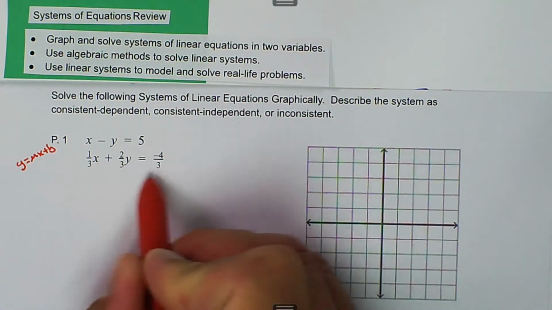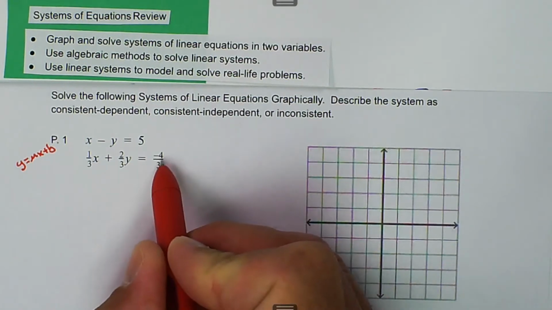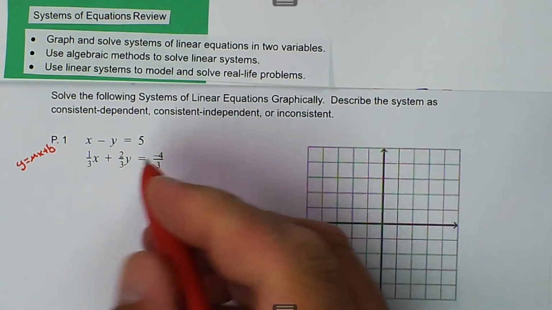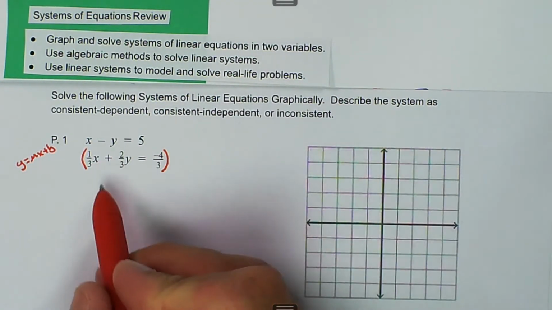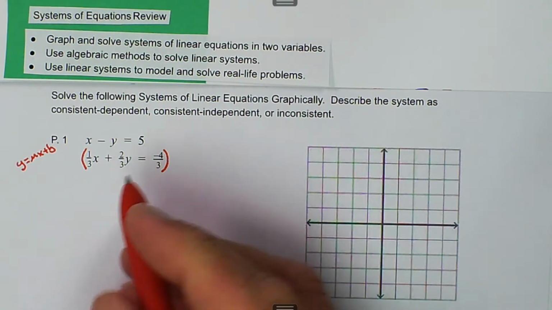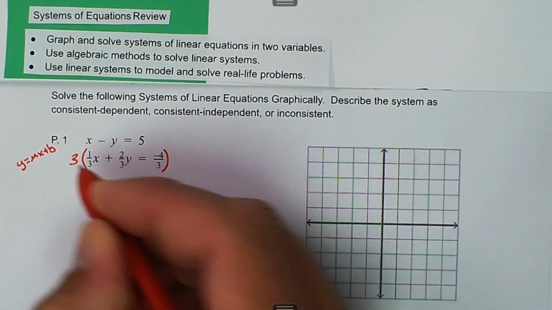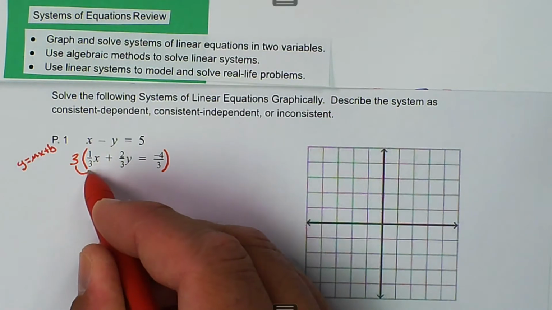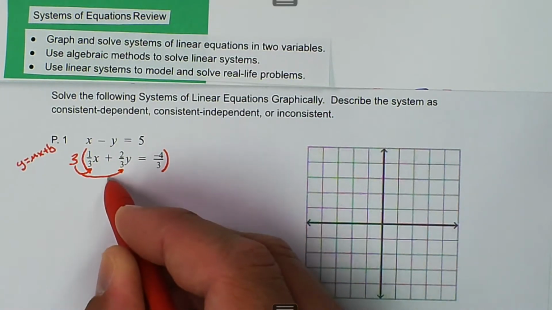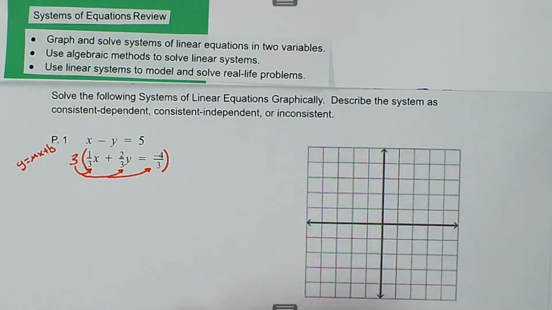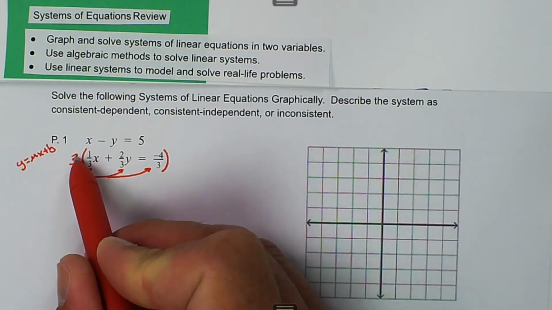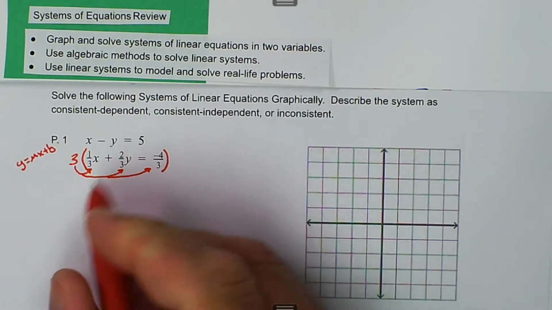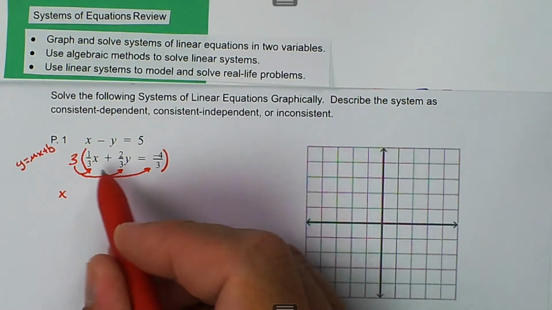This first one on the bottom here, 1/3 x plus 2/3 y equals -4/3. There's an issue here that it's all thirds, and so I want to make this equation a little easier to manage. So I'm going to multiply everything by 3. I'm going to distribute a 3 into the whole equation, and that's going to get rid of the fraction. So 3 times 1/3 is basically 3 divided by 3, so that's 1. So I'm just left with x.